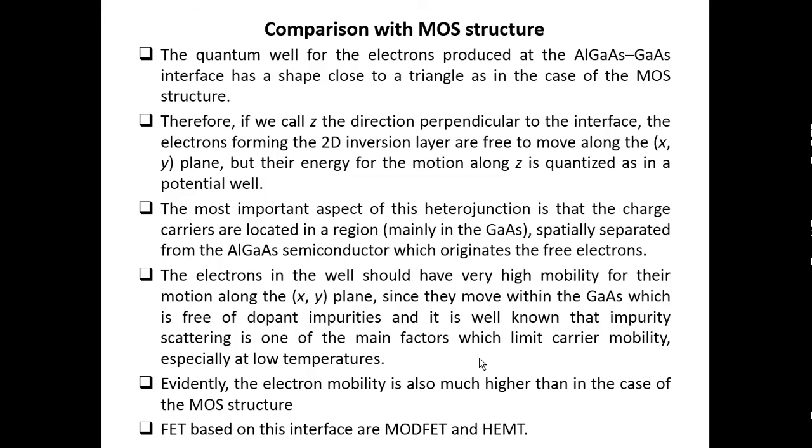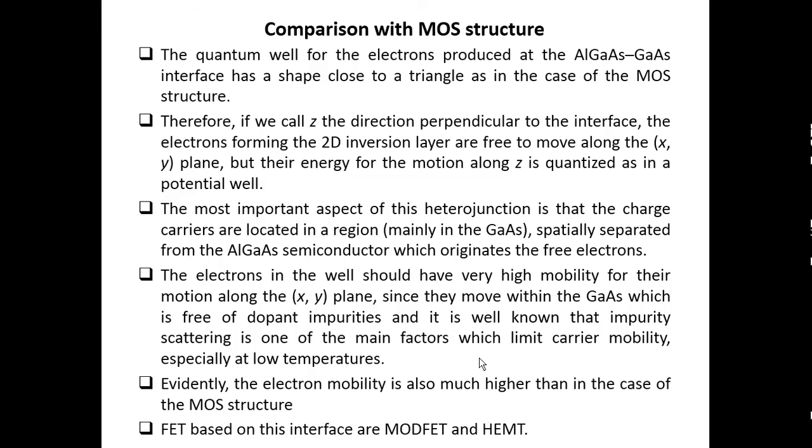If you fabricate a device with this kind of technology, this kind of theory, of course, 2D inversion layers can be formed at the interface. So, if Z is the direction perpendicular to the interface, the electrons forming the 2D inversion layer are free to move along the xy plane. But their energy for the motion along Z is quantized, as in a potential well. So that you have to understand. Their motion is restricted on the Z axis and is quantized as in a potential well.